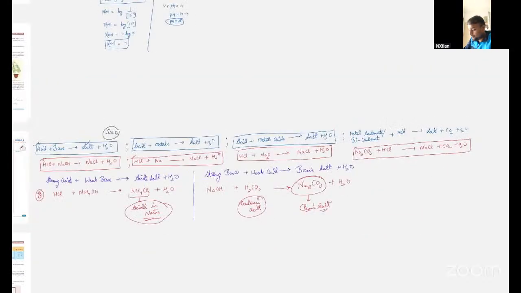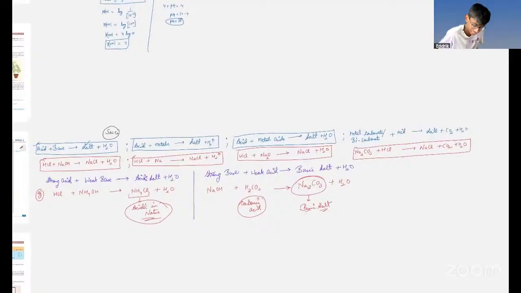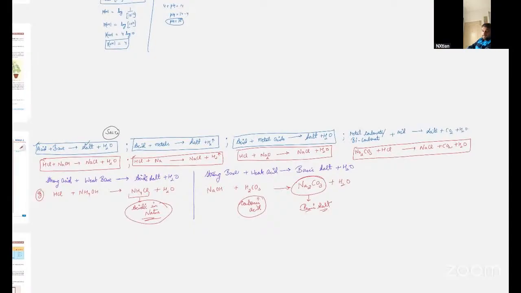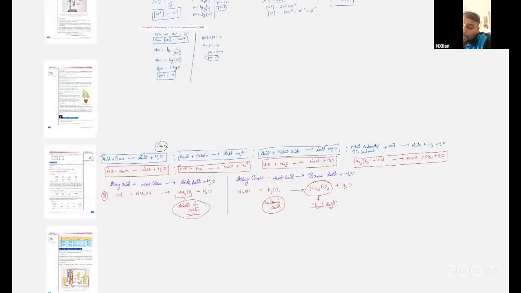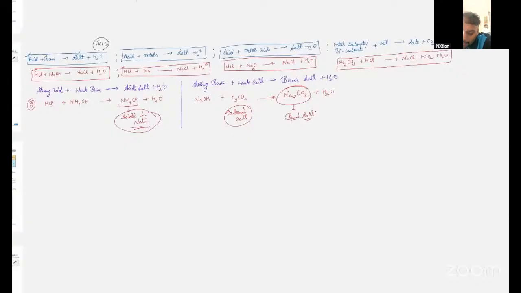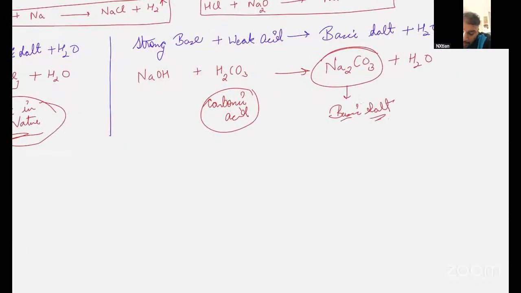Sir, again, it's not balancing out for me. Which part, beta? Balancing means the strong base plus weak acid, NaOH plus H2CO3. Yes, H2CO3 is a weak acid. Yes, sir, but it's not balancing out in the equation. Okay, I'll show you the balancing part, but I believe you guys can do it at your home. Still, I will show you.